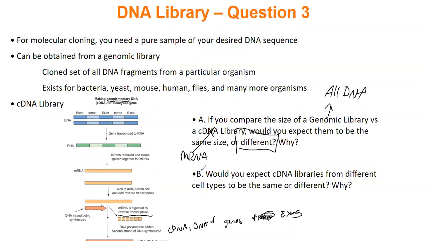And then B, going along with that idea of what a cDNA library is, do you think cDNA libraries from different cell types would be the same or different? Well, it's different, right? Each cell in a different tissue makes different mRNAs, because it wouldn't make sense if a heart cell and a brain cell had the same proteins in it at the same amounts. They need to be different. So you would expect different tissues to make different cDNA libraries. You can see that cDNA libraries can be tissue specific, not just organism specific.